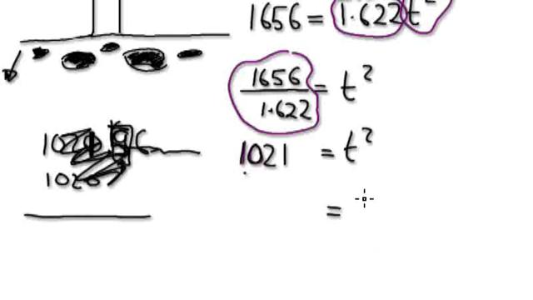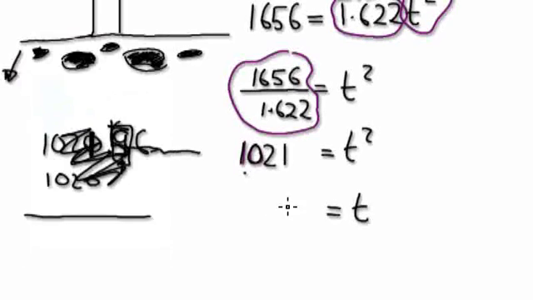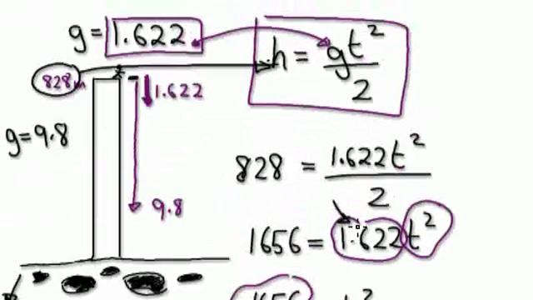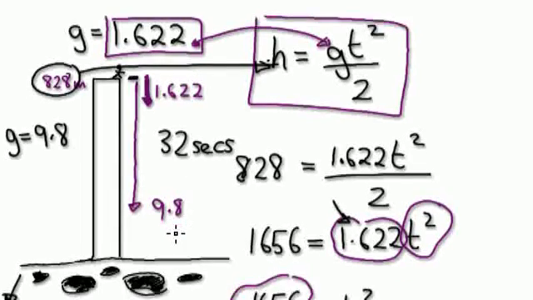Now square root both sides. If you square root both sides, the right hand side will be T. The left hand side, let me square root this, will be roughly 32. So T equals 32. So if you were to drop a brick off Dubai Tower, which happens to be on the moon, it would take 32 seconds to hit the ground.